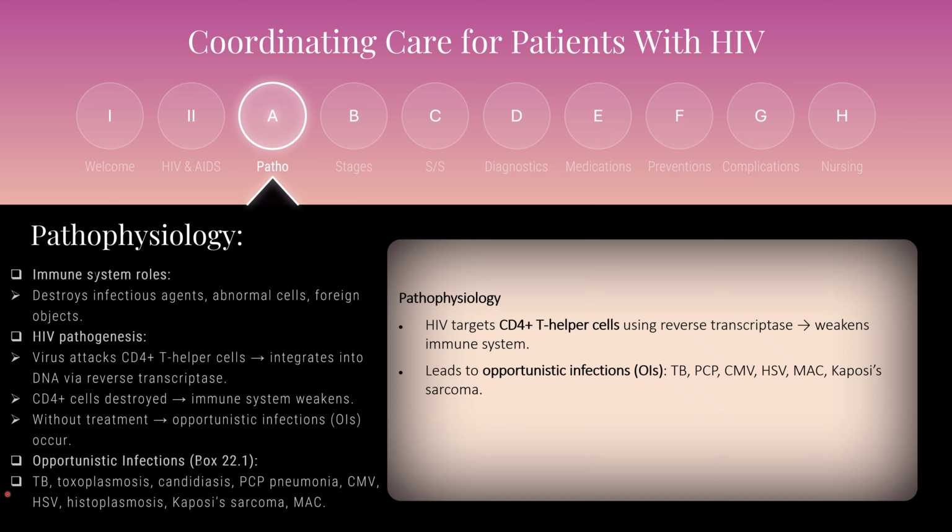A lot of infections, like TB, fungus, pneumonia, Kaposi's sarcoma. This also comes up a lot on the NCLEX. So we move forward.